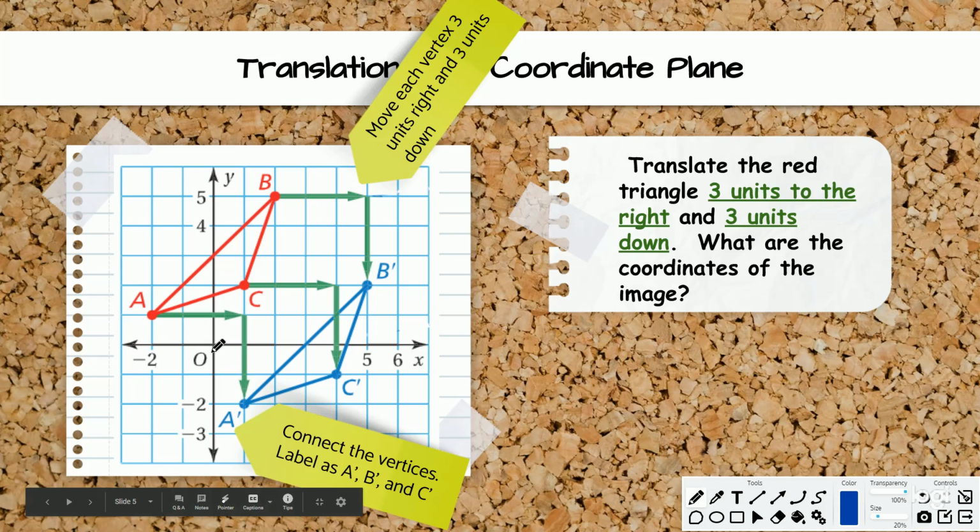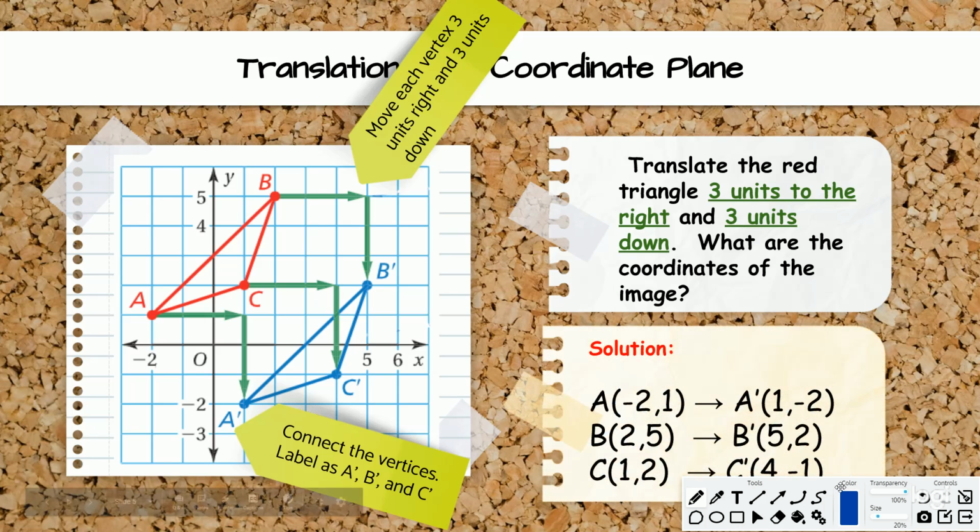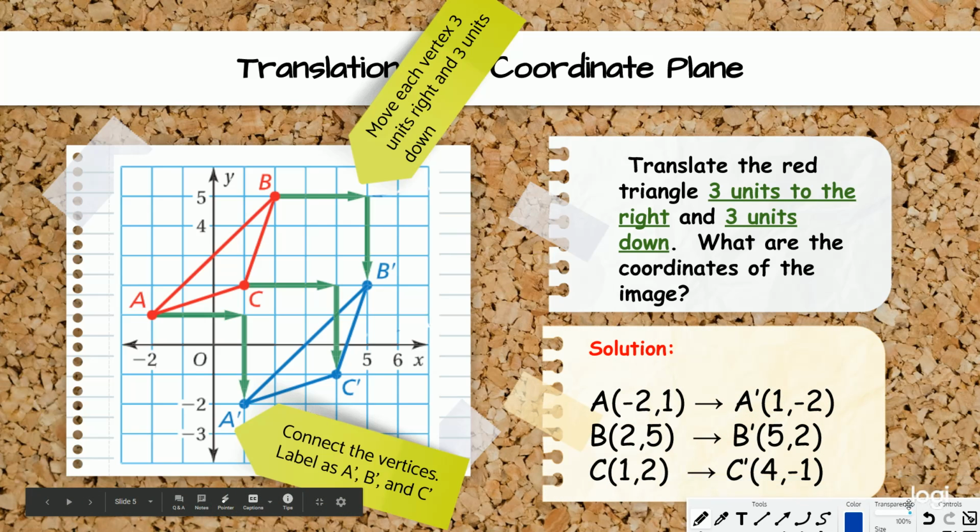So my A prime is now at 1 on the X and -2 on the Y. My B prime is at 5 on the X and 2 on the Y. And C prime is at 4 on the X and -1 on the Y. So here are my new coordinates of the image. So I have my original here and my image there.